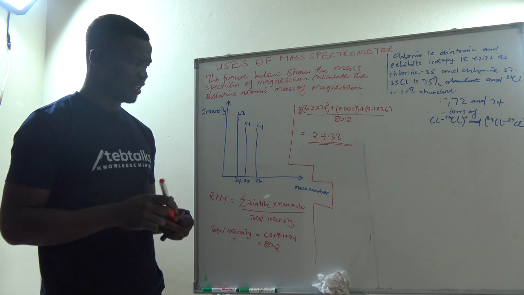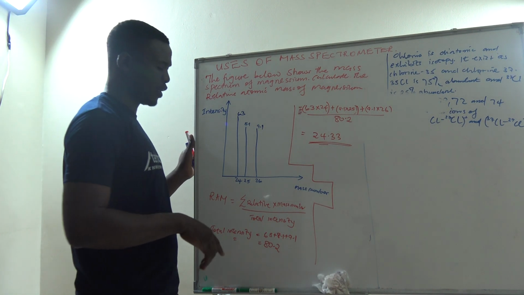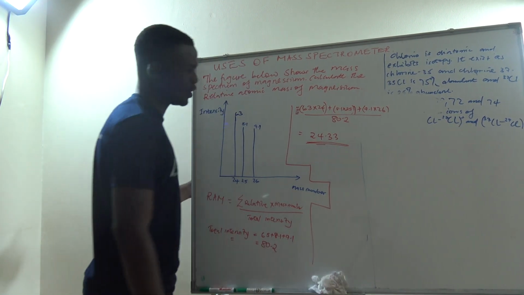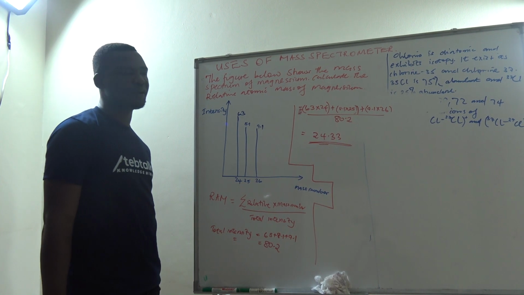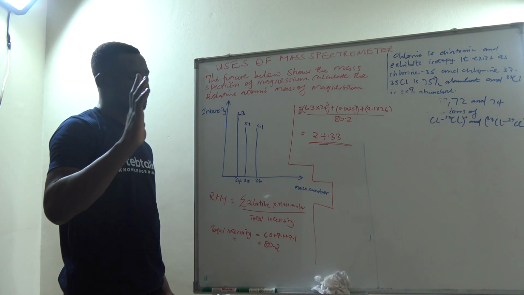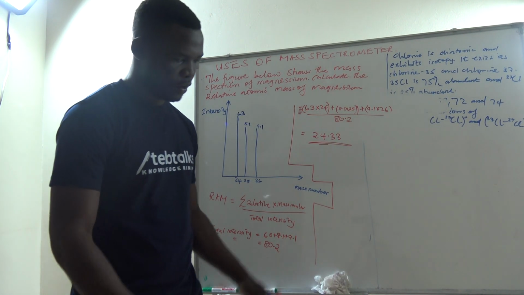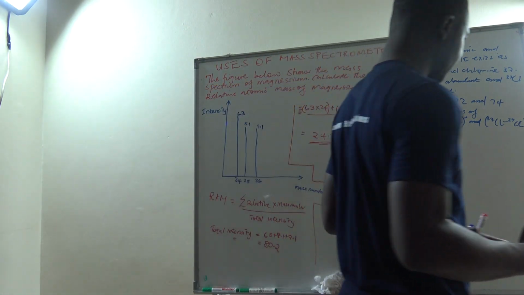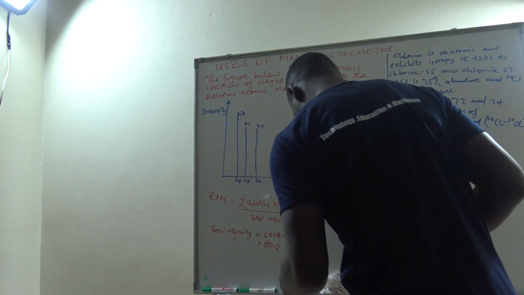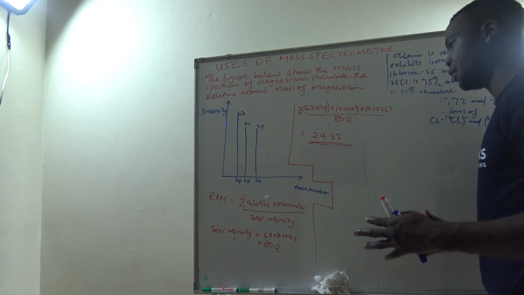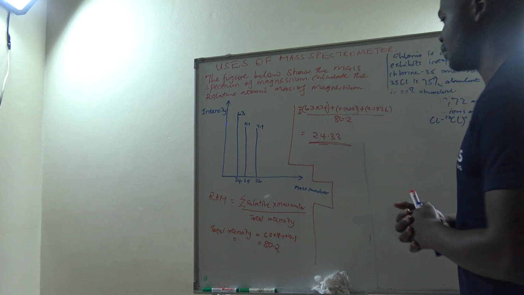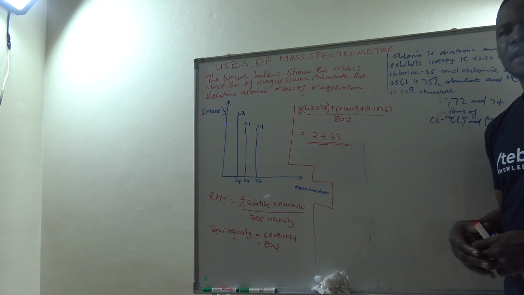And we know that magnesium is 24.3. You can go to the periodic table and confirm. So we're going to look at one more example in the next video. Let's stop here for now.